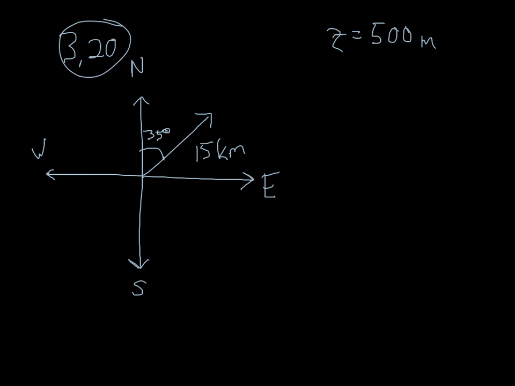Okay. How do I get to that 15 kilometers? Do I go up and over or over and up? Let's go up and over. This time we'll go up in green, and we'll go over in red. And now we have east vector, and we have north vector.